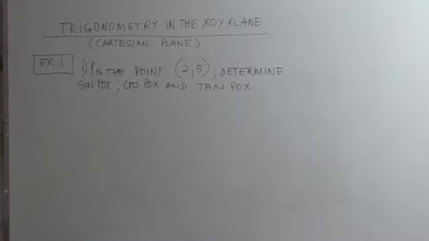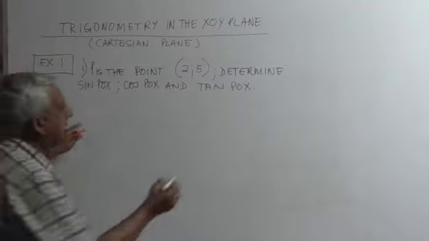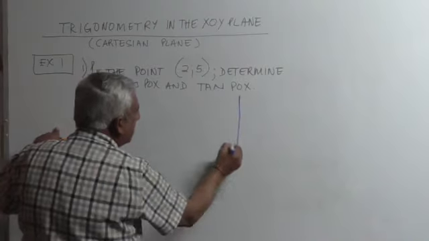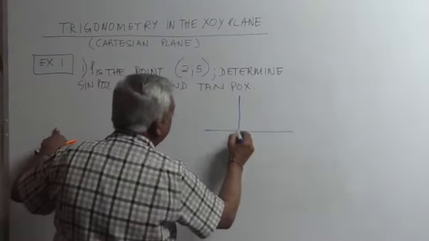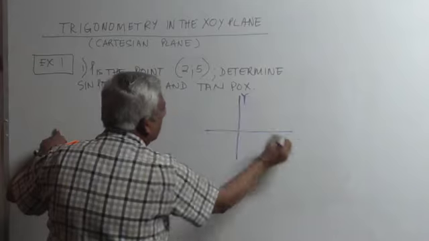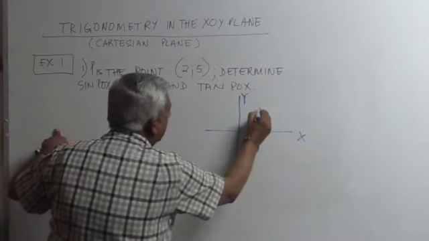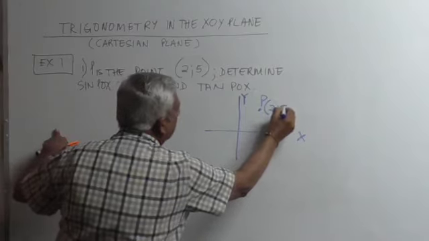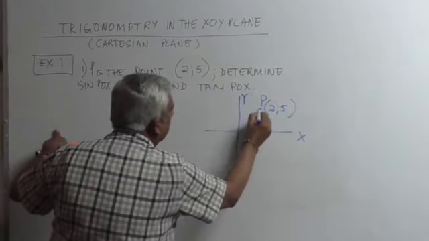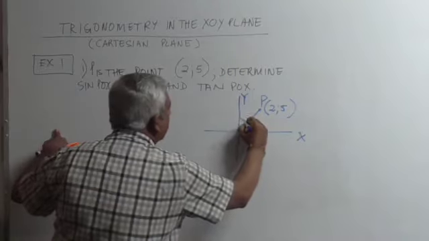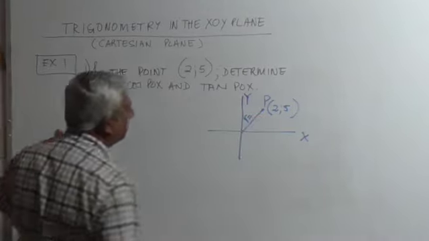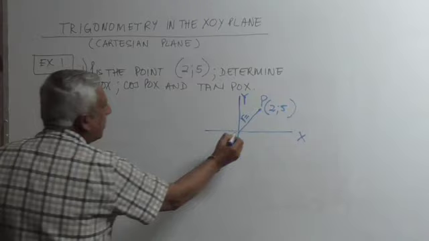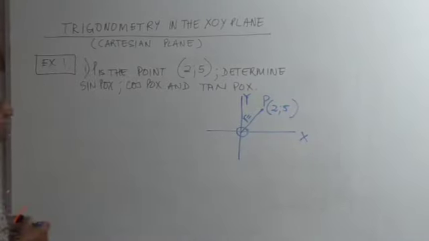Welcome back. We can see this question is in the Cartesian plane, so what we will do is quickly draw the Cartesian plane. That's your y, that's your x, and that's the point P (2, 5). And there's the radius, which we don't know. And that's your origin.